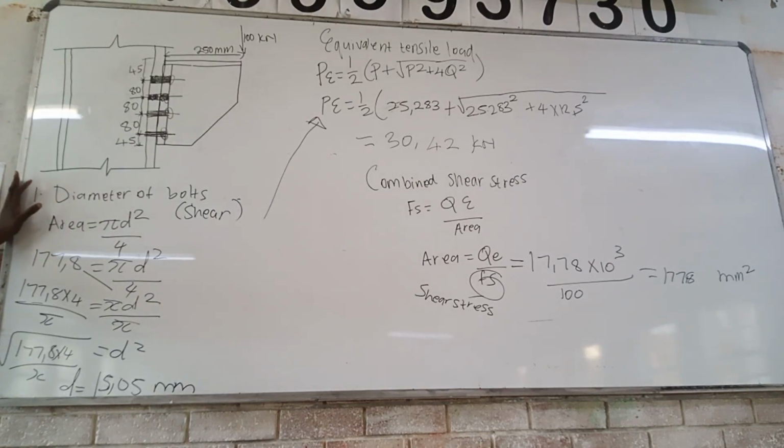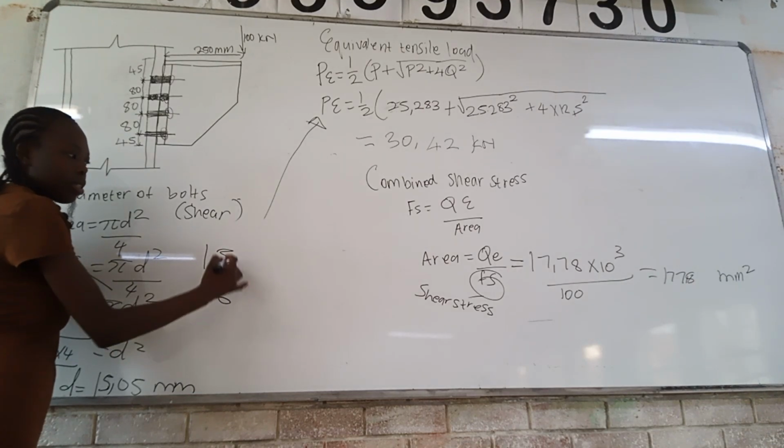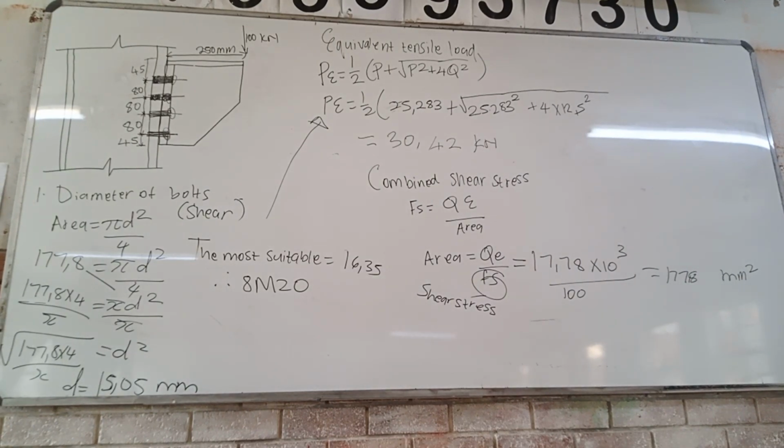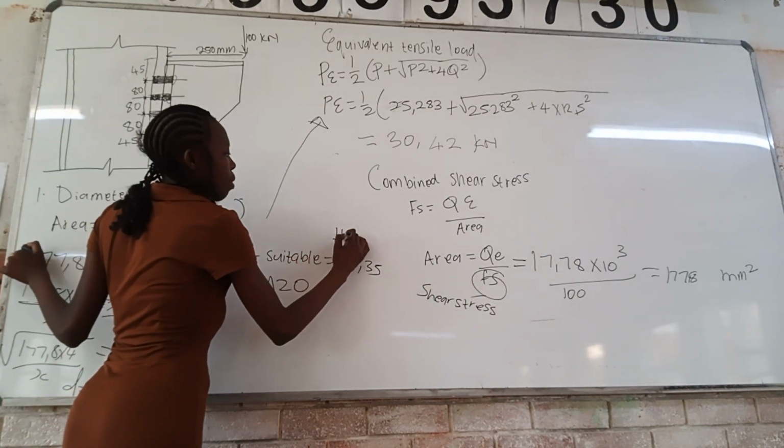So the diameter for the tear was 16.34, and this one is 15.05. Which one is suitable between 15 and 16? Which one is the most suitable size for bolts? The most suitable is 16.34, the highest one.